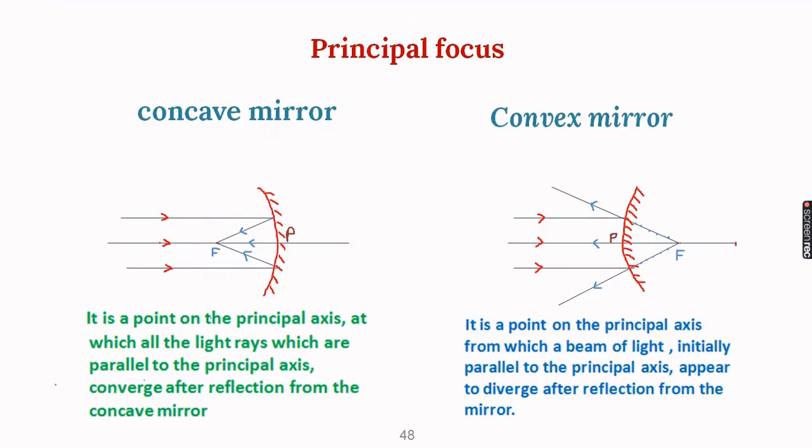Now we can define principal focus for both the mirrors. For concave mirror, principal focus is a point on the principal axis at which all the rays which are parallel to the principal axis converge after reflection from the mirror. In case of convex mirror, it is a point on the principal axis from which a beam of light which was initially parallel to the principal axis appears to diverge after reflection from the mirror.